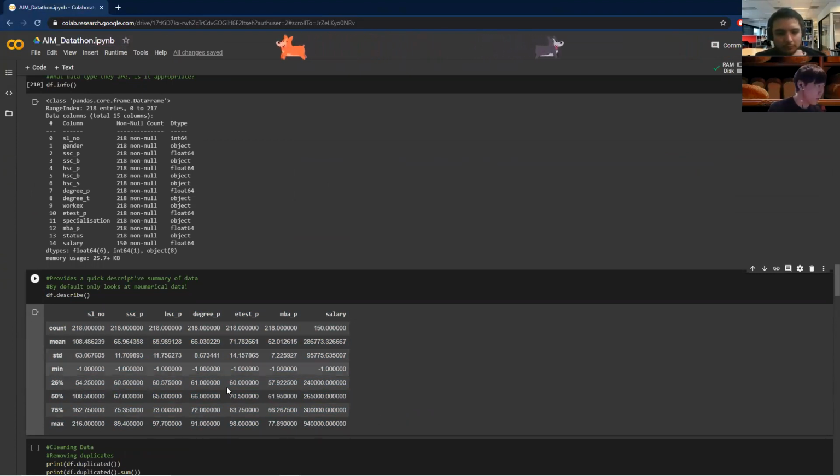And we can have a quick look. We can see that there's something weird here: the minimum value for all of these data is -1, which doesn't make sense, right? How can a serial number be -1? How can any of these percentages be -1? And how can a salary be -1? Like that, you can tell instantly that there's something wrong with this data set.